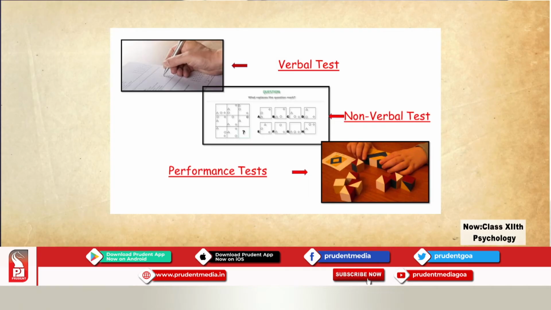Then we come to verbal, non-verbal and performance tests. A verbal test is basically fully verbal, where you need to use some language. So, mostly verbal tests cannot be used on an illiterate person, because either the person has to respond orally or in writing, but language is the main thing of a verbal test. So, illiterate people are difficult to test.